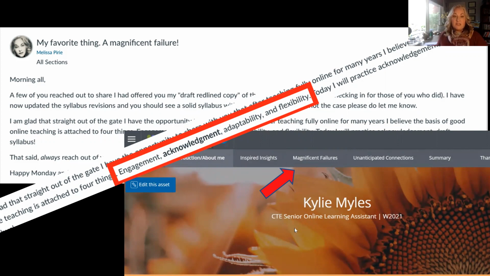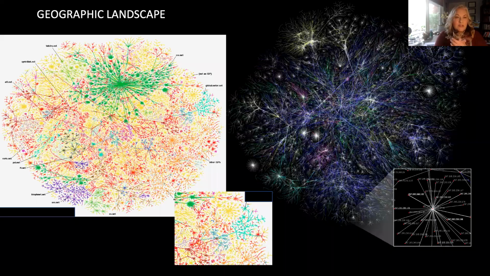So now that I've talked a little bit about just my own personal approach, those four components that I think are most important in online teaching, I want to talk a little bit about the geographic landscape that we are currently functioning under. These two images here are actually maps of milliseconds of internet activity. The map on the left was generated in 1999. It's the Cheswick Internet Mapping Project, one of the first to be undertaken. And the image on the right is a 2014 map, a millisecond of internet activity.